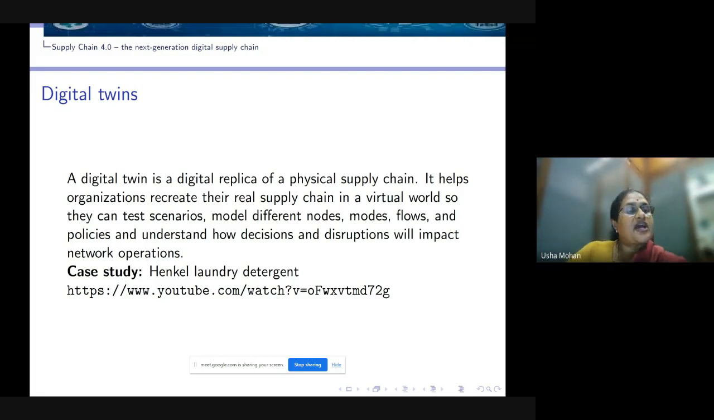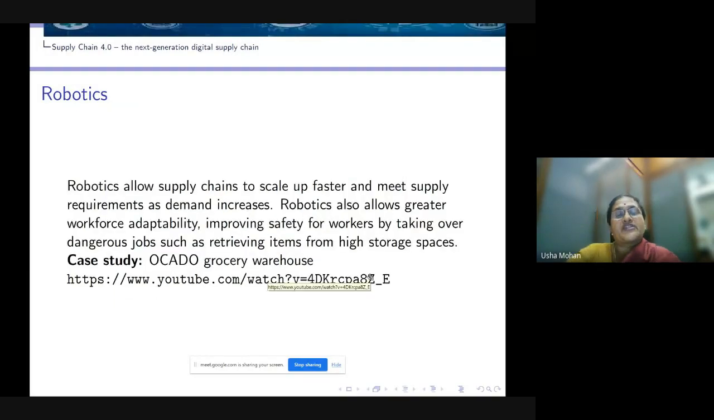The last technology I want to talk about today is that of robotics. Now, robotics has been there for a long time, but how is this being used in supply chain? What robotics does is it allows supply chains to scale up faster and meet supply requirements as demand increases. Especially when we are talking about satisfying large scale demand, robotics allows for greater workforce adaptability, improving safety of workers, and it also takes charge of retrieving a lot of items from high storage places.